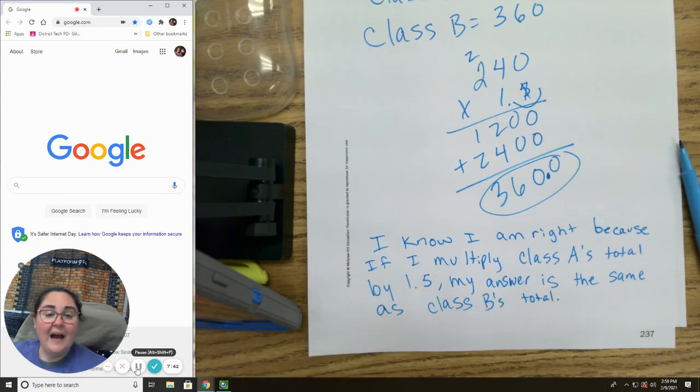That is what I would do. I would compare the two classes. I would make sure that Class B is 1.5 times the amount of Class A, because that's what my direction said. That is how I personally would check it. If you had another way, great.